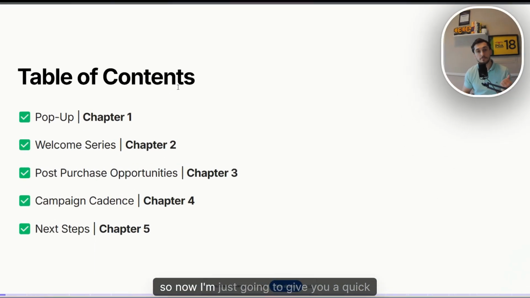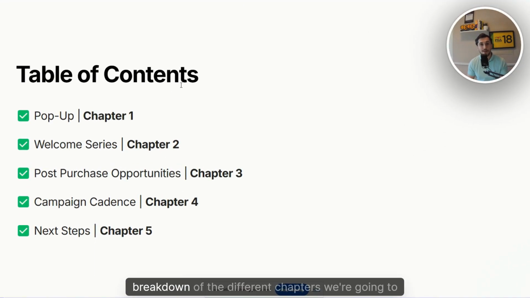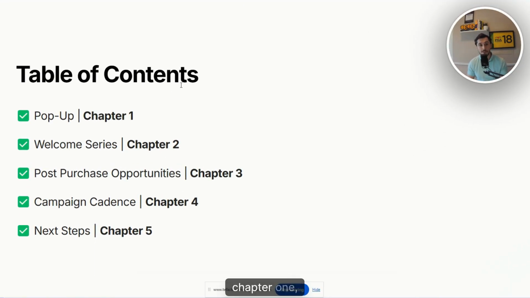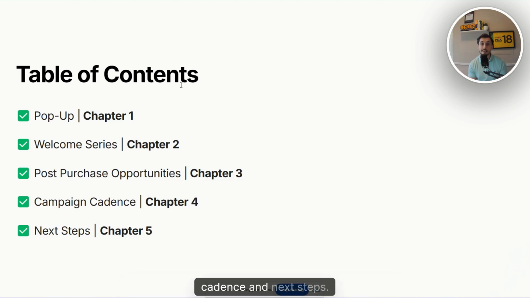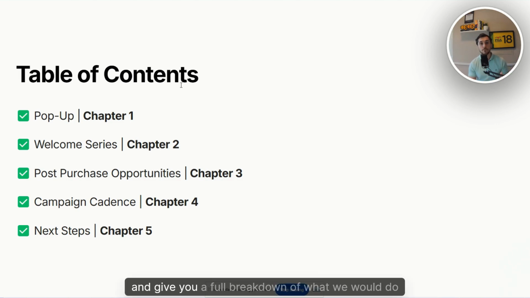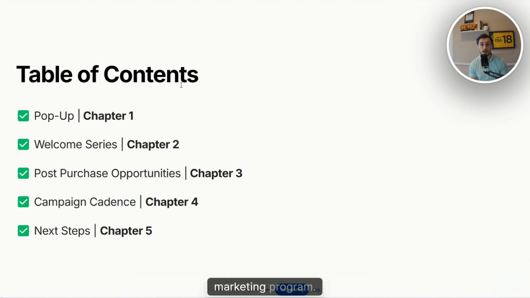program. So now I'm just going to give you a quick breakdown of the different chapters we're going to focus on. Chapter 1 will go through the pop-ups. Chapter 2 will go through the welcome series. We'll then move on to the post-purchase opportunities, and then we'll go on to the campaign cadence and next steps. So I really just want to go from start to finish and give you a full breakdown of what we would do if we were to take over Myprotein's email marketing program.